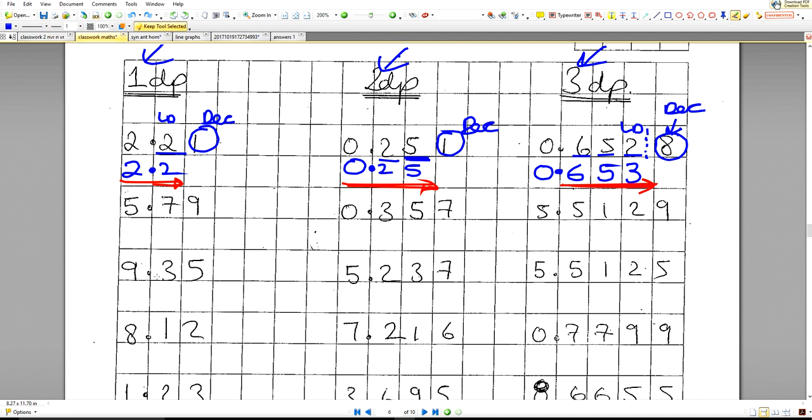Let's try last digit here. So one decimal place is here. That's my last digit. That's my decider digit. It is 5. So we've got to add 1 to 3. 3 becomes 4. So the answer is 9.